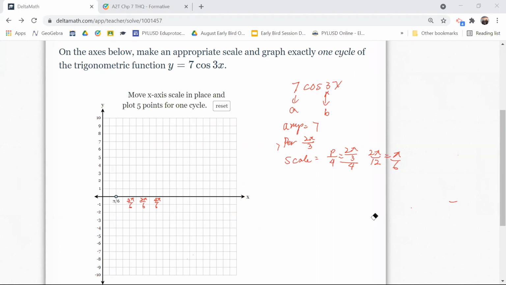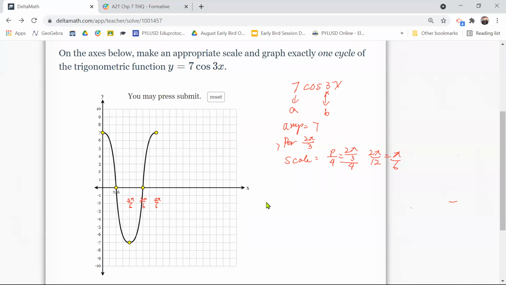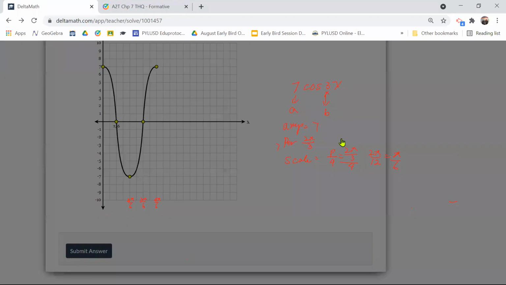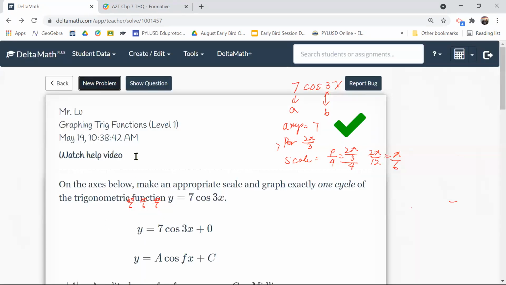Okay, now ready to do the dots. This is a cosine. Cosine starts on top, which goes all the way to the 7, and then comes back down to the middle. Go back down. Looks symmetric. Looks pretty good. Let's submit that and see what we get. And we got it correct.